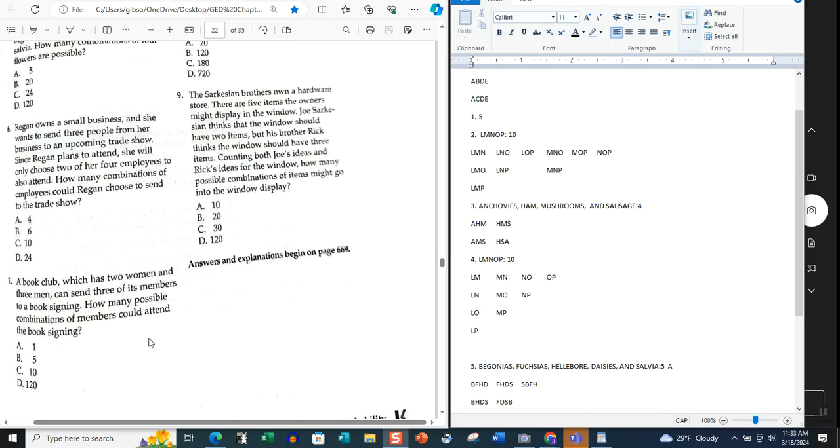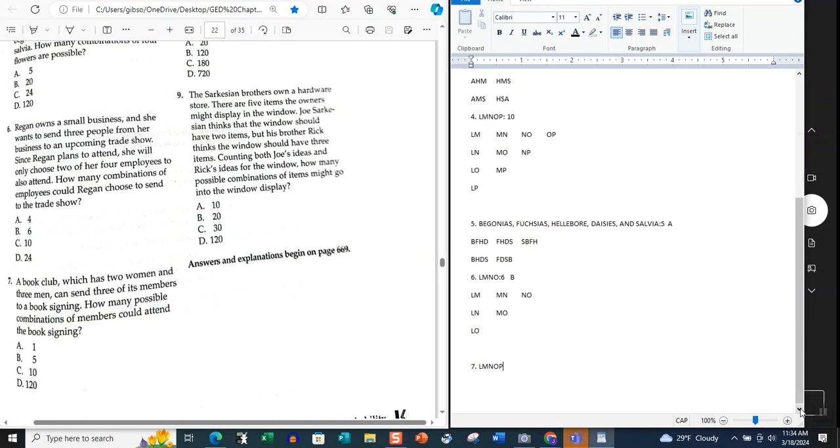Okay, class, I don't want to reinvent the wheel, but if you look back at problem number 2, problem number 2 is basically the same setup as problem number 7. There's a total of 5, and you have to pick 3 of those 5. So this gave you the different combinations. The combinations would be the same. It's just that it would be in problem number 7.